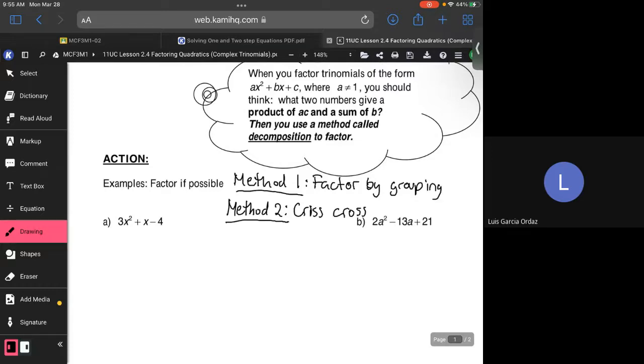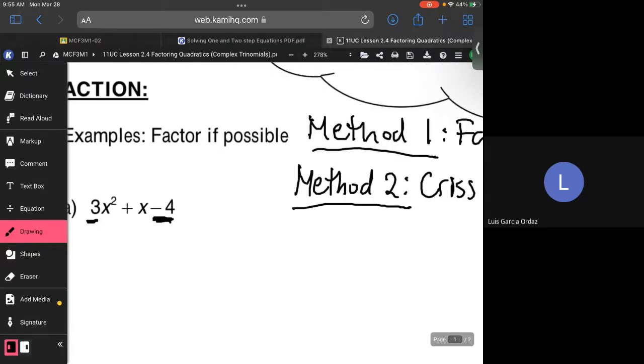Again, same idea. In this case, we have a number in front of our x squared. So the number we have to multiply by has to be the multiplication between these two. What's 3 times -4? That's going to be my product. So I need two numbers that multiply to -12. What is my middle term? What's the number in front of the x? 1. Which means I need two numbers that multiply to -12, but those same numbers have to add up to +1. Can anyone think of the possibilities here?